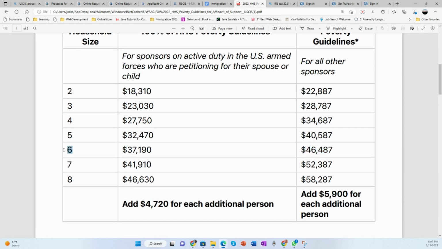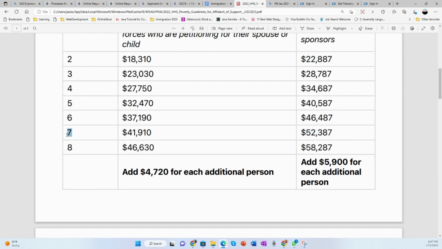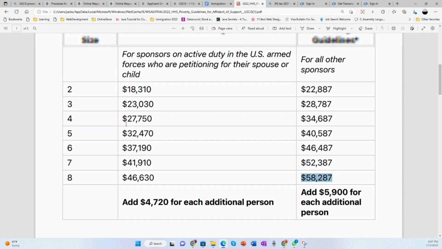As you can see here, if you're a family of six, you want to bring somebody else, this will make the household of seven. So you're going to need to make $52,000, right? So your family of seven, you want to bring somebody else. The family size increases every time you add somebody else, right? And then here's how much you need to make in order to bring somebody else.